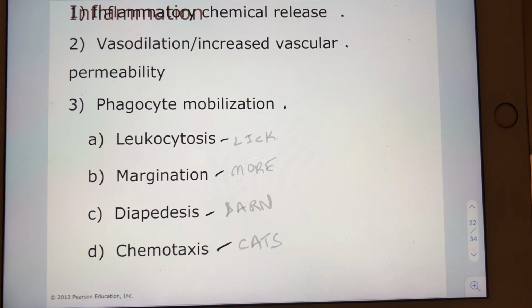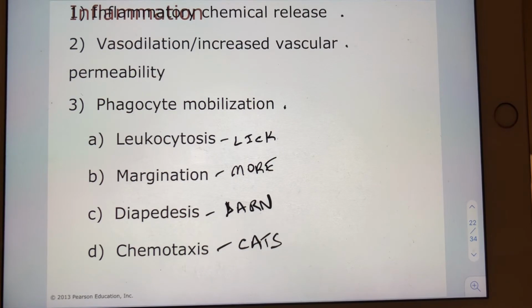And you know, make whatever mnemonic you need. I don't know, lick more. I know who you are and what you're thinking. I don't know, darn cats, something like that.